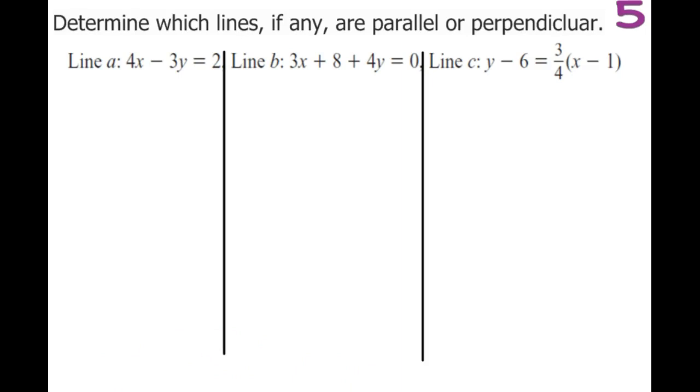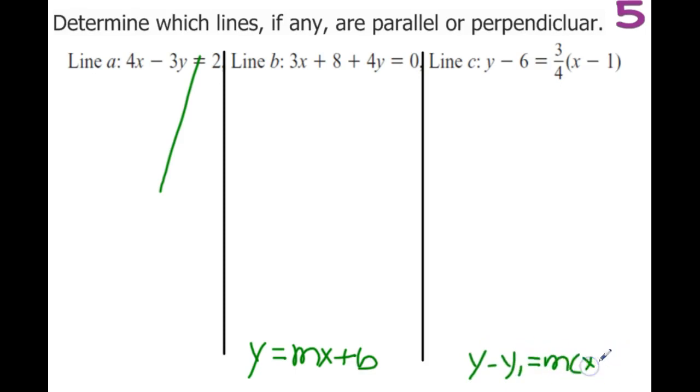Let's flip over. This one shouldn't be too long. It says determine which lines, if any, are parallel or perpendicular. In order to do this, we need to find our slope, or solve for y first, because we can't find our slope unless you have the form y equals mx plus b, or point-slope form, because you can see m in both of these equations. So I'm going to solve this one for y.